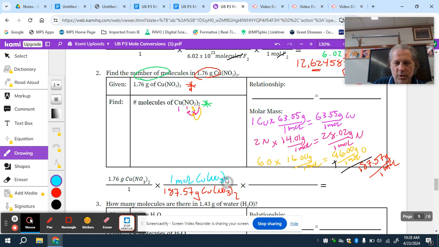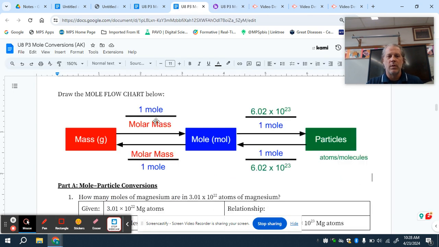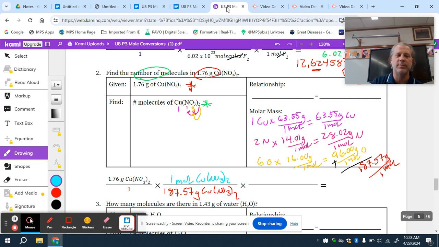CuNO3 2. And so now at this point, I've gone from mass to mole. Now I need to go from mole to particle. And when I go from mole to particle, I need to use the relationship of 1 mole is equal to 6.02 times 10 to the 23rd. So that means 1 mole has to be equal to 6.02 times 10 to the 23rd.